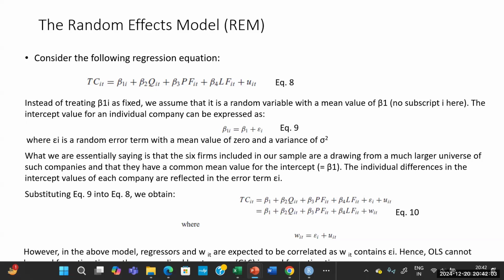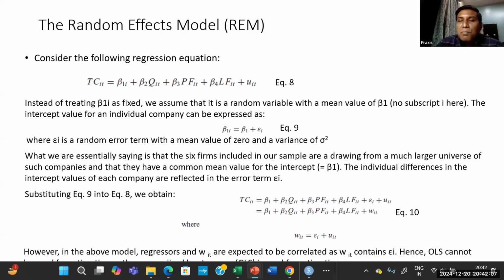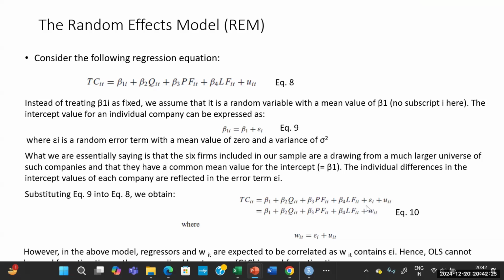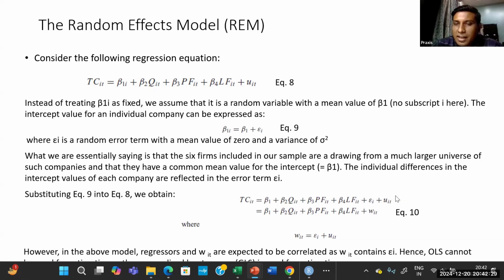Okay. So is this clear to everyone? Composite error once again. Composite means what? More than one, right? Two things are added. See, this is your revised model. This w_it is the error term, and this w_it is nothing but epsilon_i plus u_it, right? So it is the sum of two error terms, and hence it is called composite error.